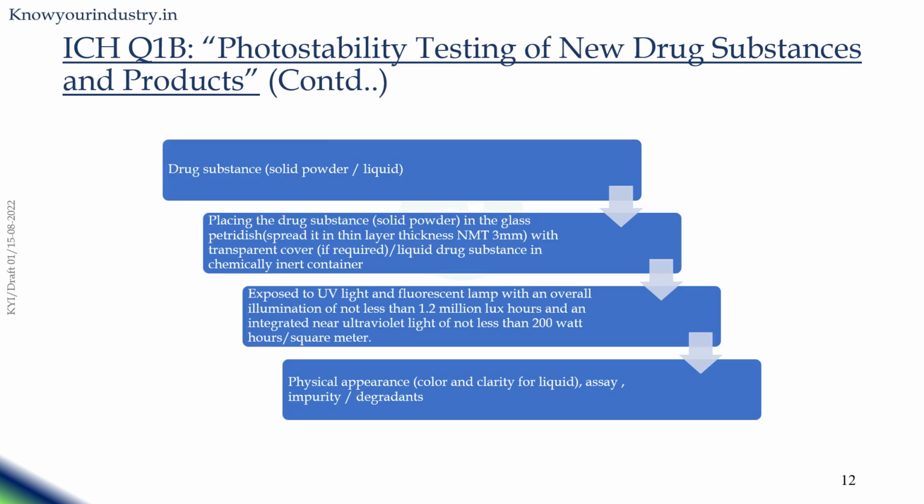So here is the study plan. We have made a smart artwork, and basically the samples have to be kept in the photostability chamber and exposed to not less than 1.2 million lux hours and near ultraviolet not less than 200 watt hours per square meter, followed by testing of the samples for the chemical parameters.